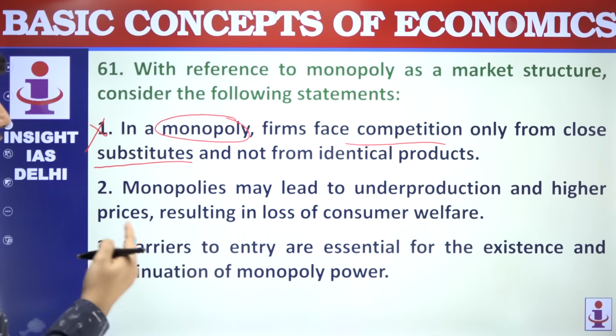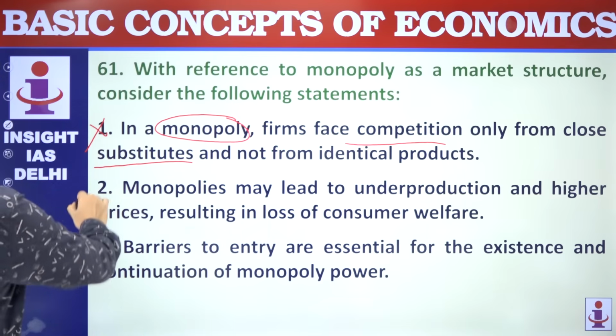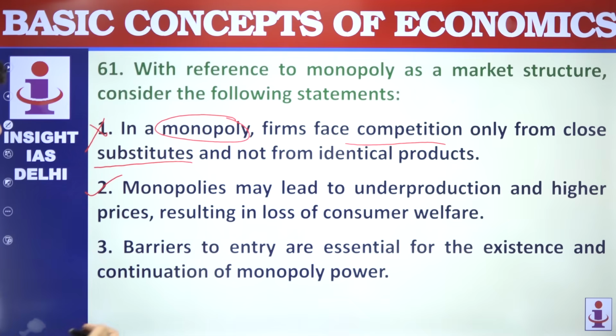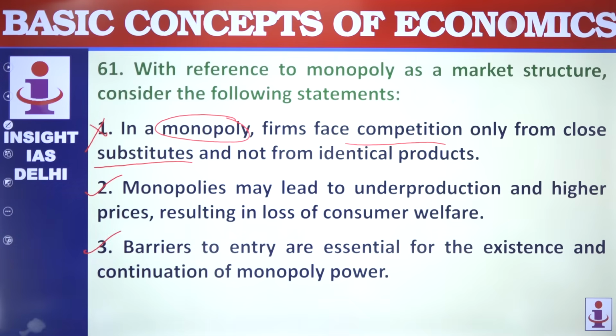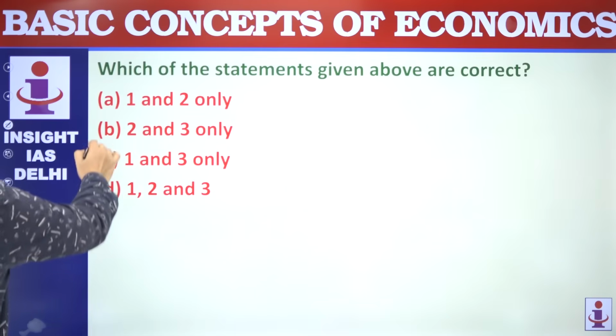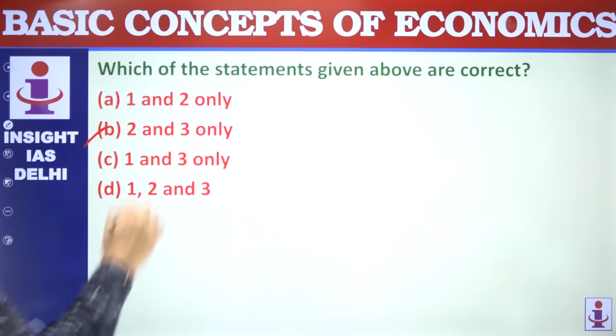Monopolies may lead to underproduction and higher prices, resulting in loss of consumer welfare. Yes. Barriers to entry are essential for the existence of monopoly, and yes, this is also correct. So 2 and 3 are correct.